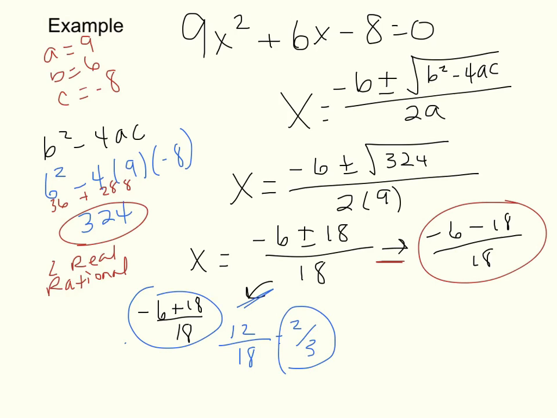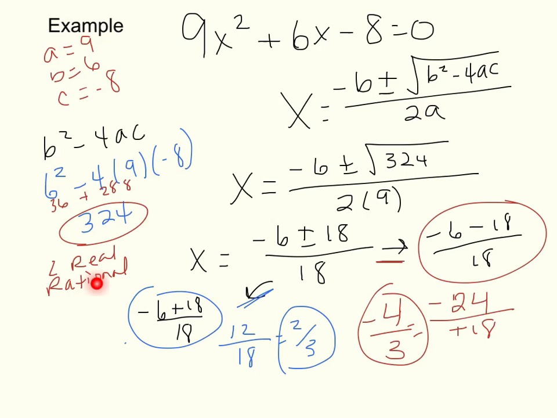And over here, negative 6 minus 18 is negative 24. And over negative 18. And that will simplify into negative 4. Sorry, this is a positive 18. I don't know why I wrote a negative. So negative 4 over 3.